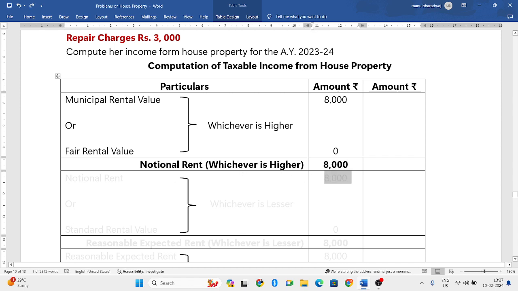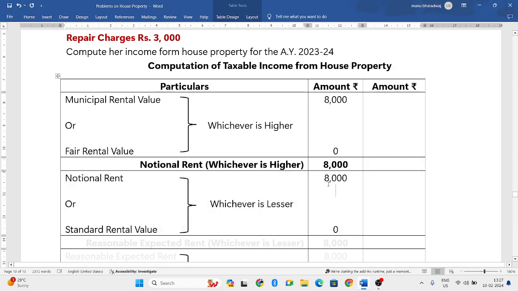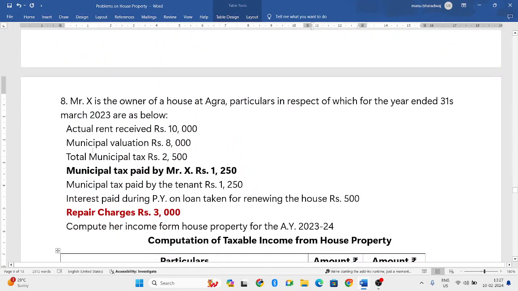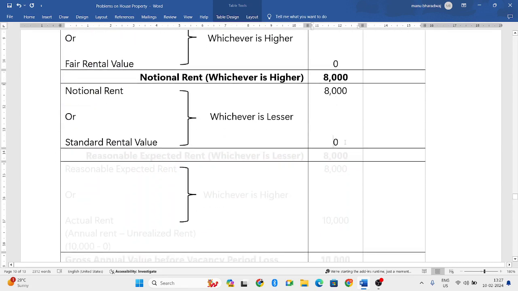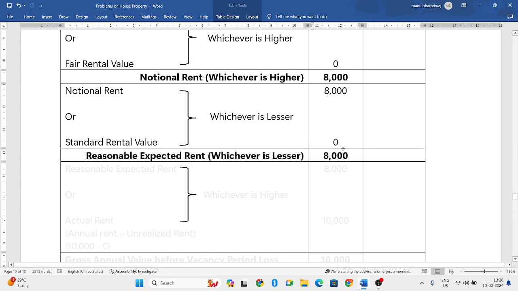Now, this notional rent we will compare with standard rent. Notional rent we have found out is 8,000. Standard rent, in the question they have not given any details, so standard rent will be 0. Whichever is lesser, so ignore 0. The remaining amount will be 8,000. That is considered to be lesser. So it is known as reasonable expected rent. Now this reasonable expected rent will be compared with actual rent.